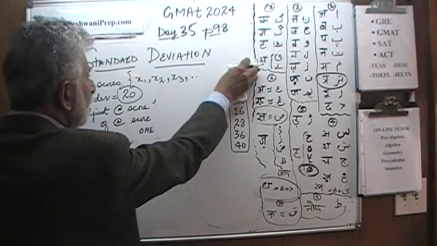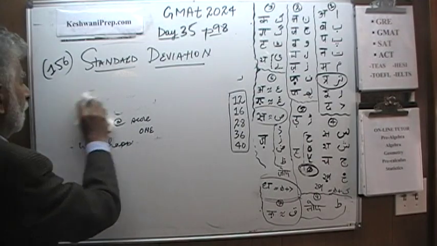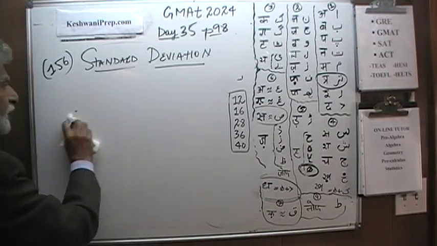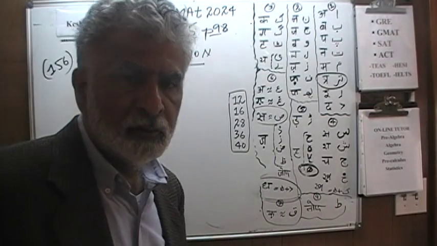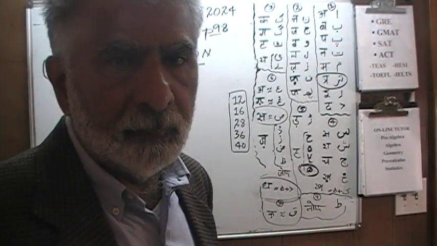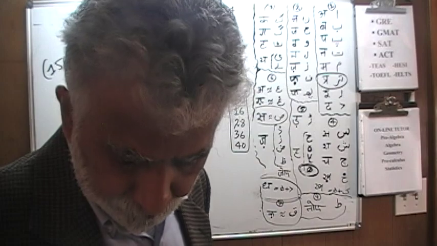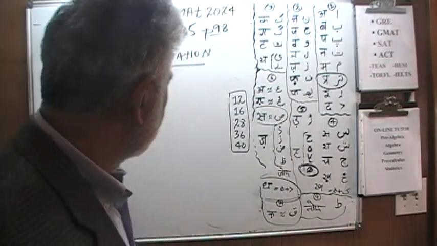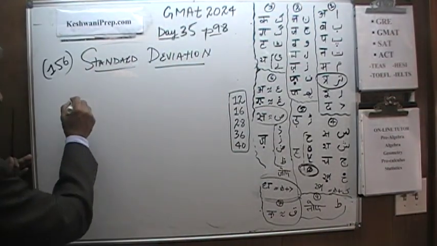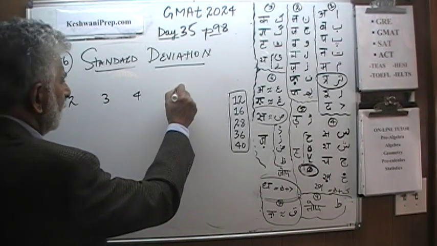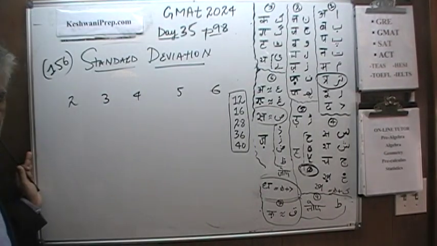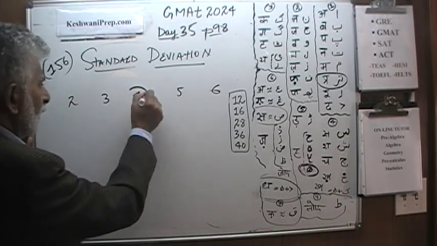What happens to the average when you do some sort of adjustment like this to each of the scores? Let's take a very simple example. 2, 3, 4, 5 and 6, just 5 scores. Of course the mean here is 4.